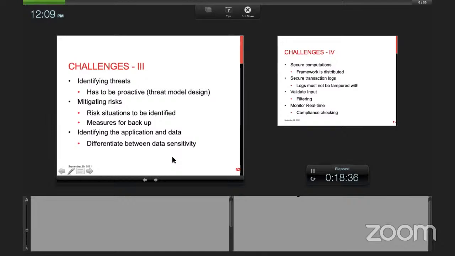So this is data sensitivity for healthcare data. That means to identify not only individual data attributes, but also the combination of the attributes which will make the data sensitive.